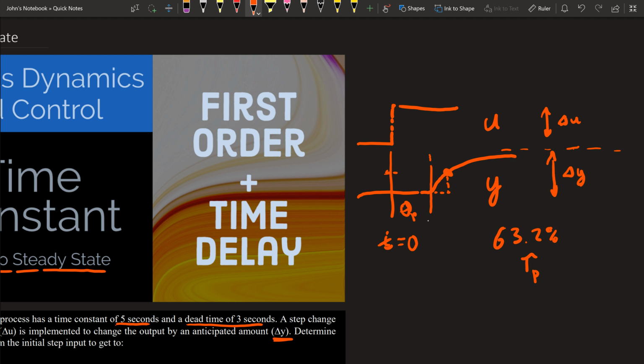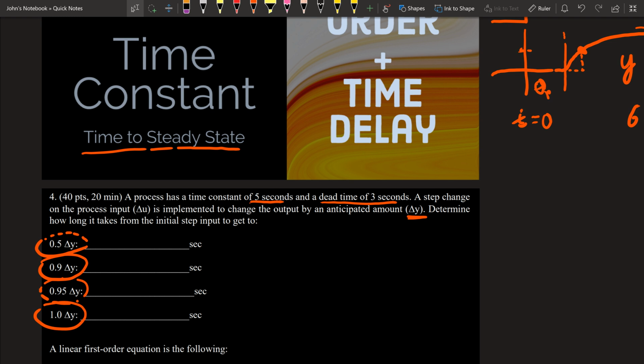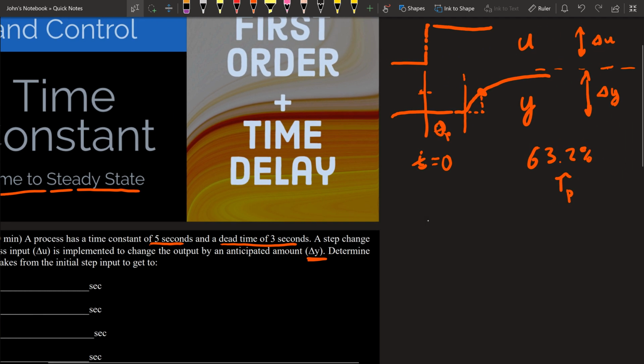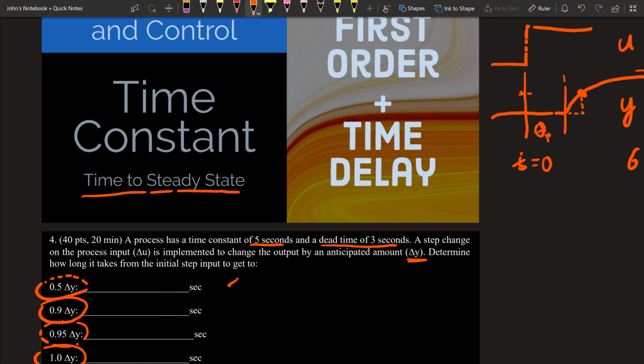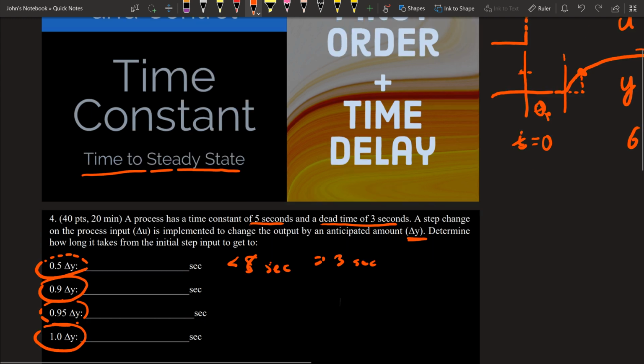Okay, so if it's 63% of the way there, it would just be the dead time, 3 seconds, plus the 5 seconds for one time constant, which would be 8 seconds. So we know that this first one, because it's 0.5, it's going to get there earlier. So this one is going to be less than 8 seconds, but we know it's got to be more than the time delay. So we know it has to be more than 3 seconds. Okay, so it has to be somewhere between 3 and 8. But let's use some math to do this.